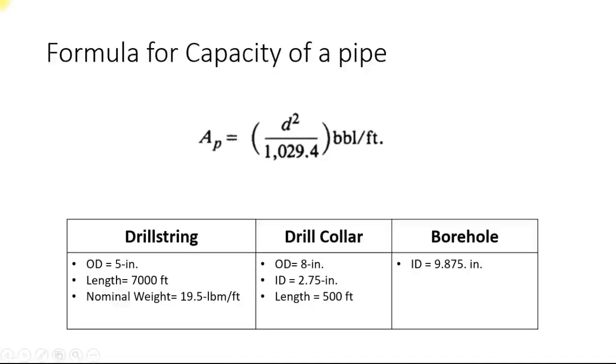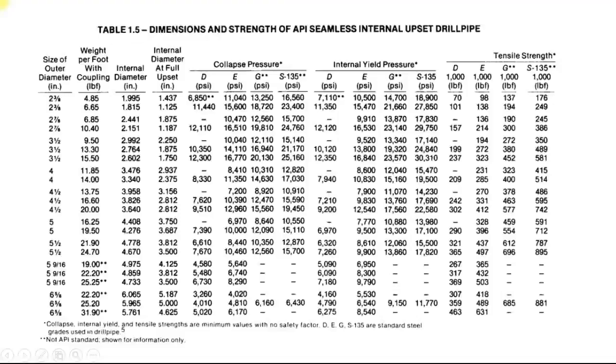Here, in our drill string case, we don't have the ID, so we cannot put the OD here. We need the ID. But in the case of the drill collar, we are given the ID, so no problem. And in the case of the borehole, again we have the ID. So the problem is just here. We need to find the ID of the drill pipe. But luckily, we have this table.